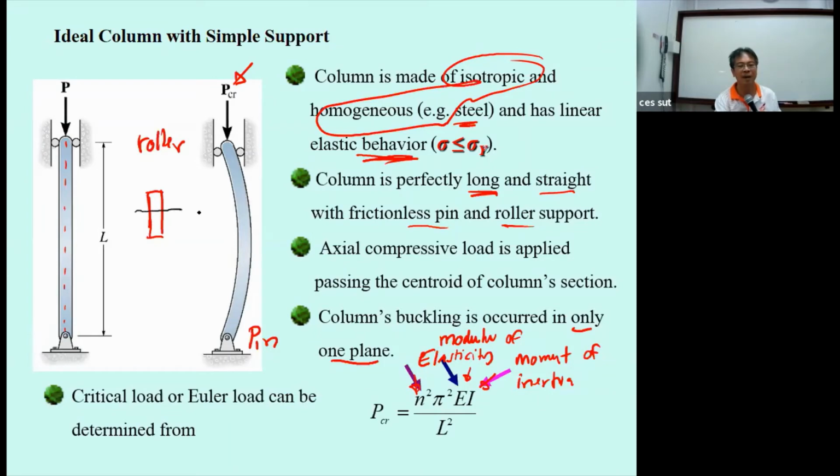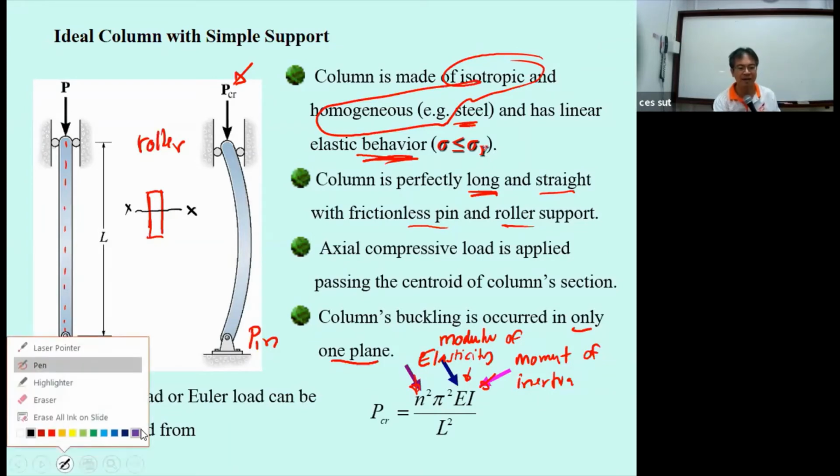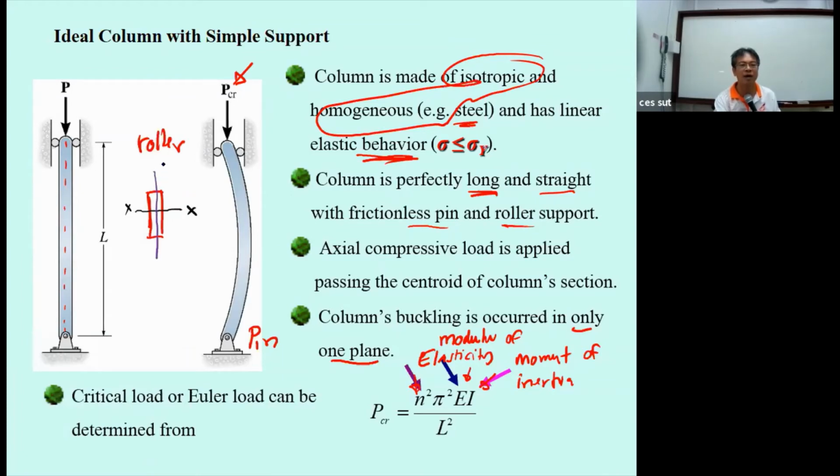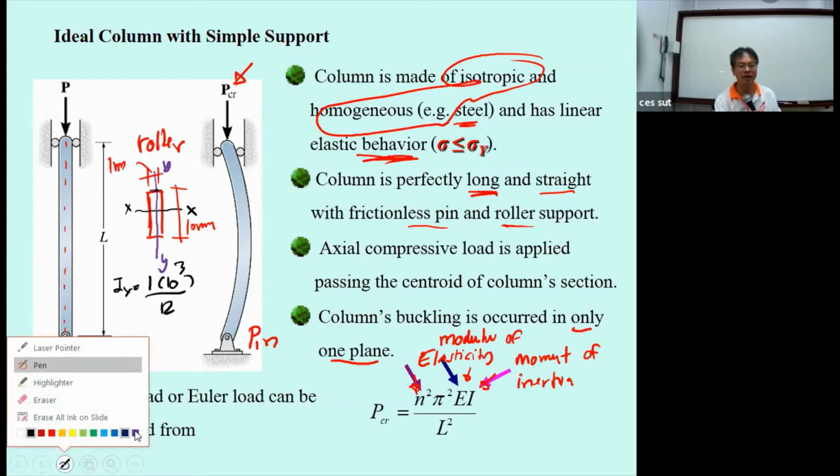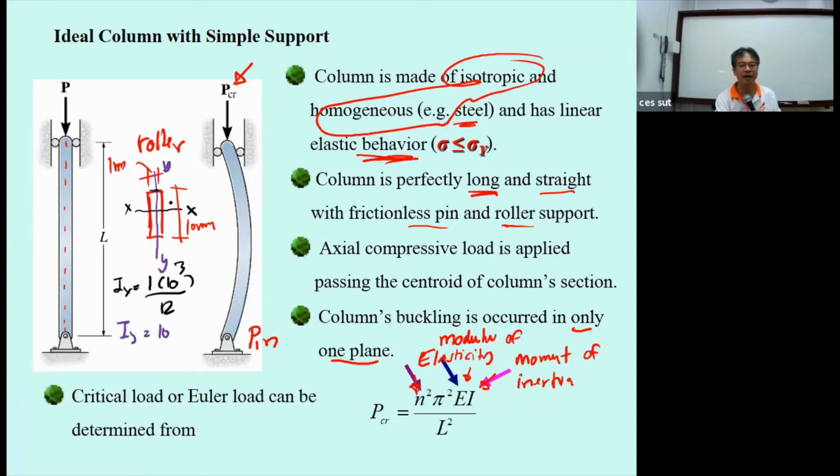One is the I about the x-axis, and another one is the I about the y-axis. Okay, if this is going to be 10 millimeter, and this is going to be just 1 millimeter, you can see the I sub x is going to be 1 times 10 cubed divided by 12. And our I sub y is going to be 10 times 1 cubed divided by 12. You can see the I sub x is larger than I sub y.